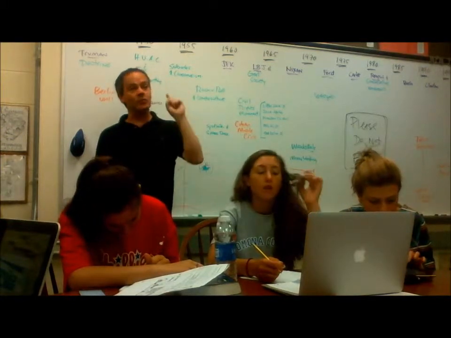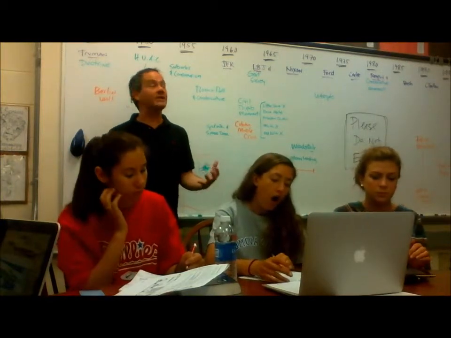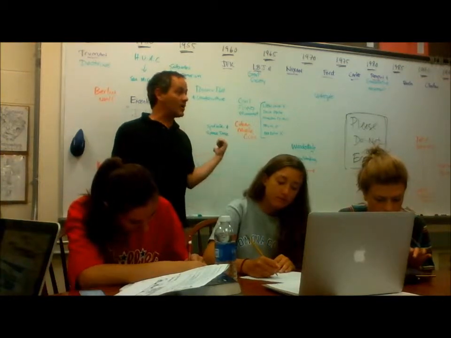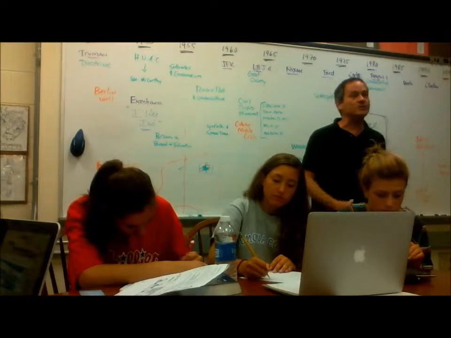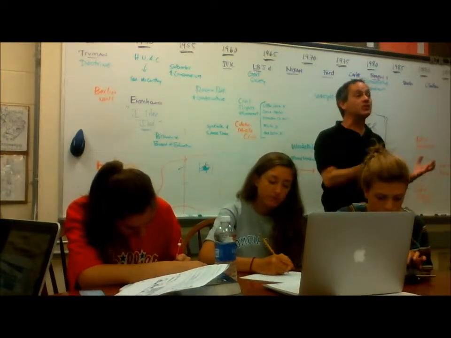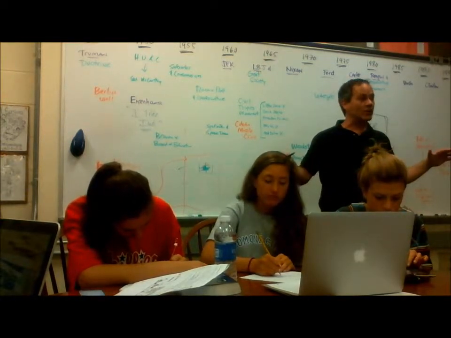JFK, first year of his first term, ends up with a crisis called the Bay of Pigs because he inherited the invasion of Cuba from Eisenhower. He wants to prove himself. He's a young guy. He's a Democrat. He wants to prove he's tough on communists. So he launches a CIA invasion of Cuba called the Bay of Pigs. And it's a complete disaster.